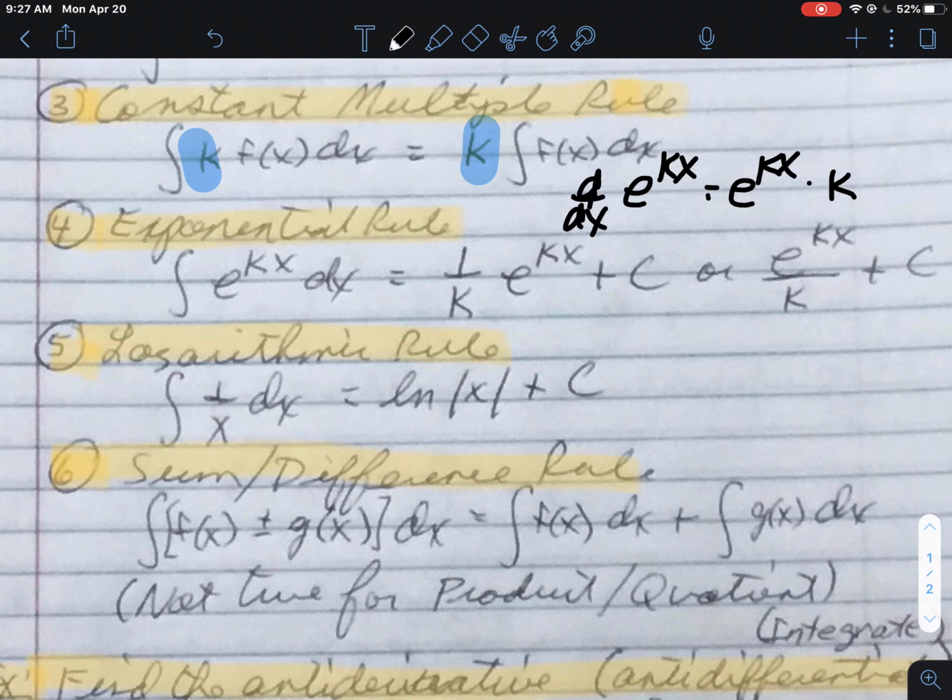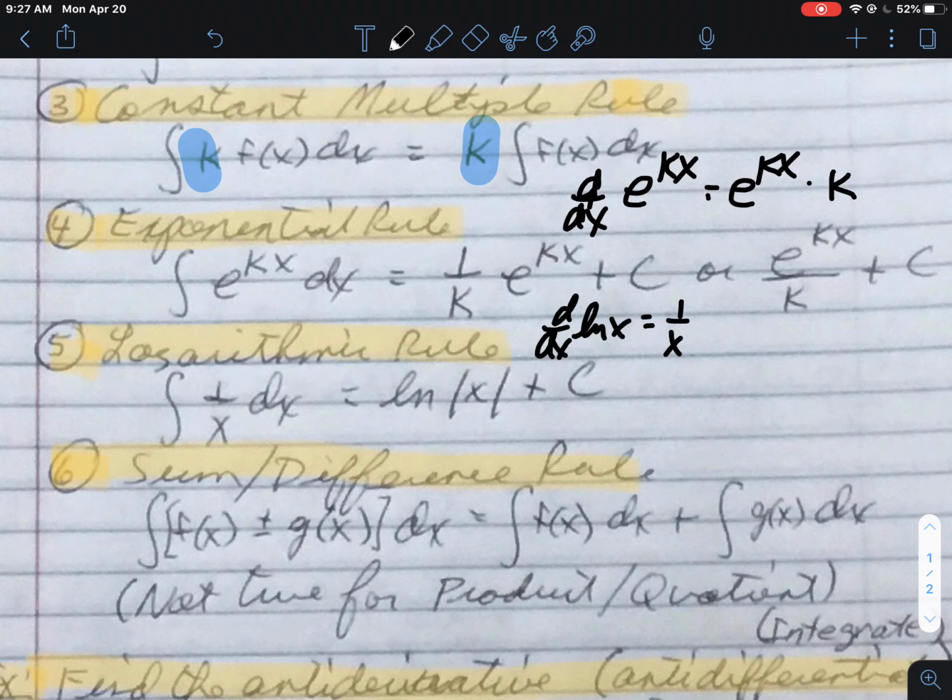But here's where we have to rely upon our previous experience. I know that the derivative of ln of x is 1 over x. Okay? So that means the antiderivative of 1 over x is ln of x plus c. But notice here we're not just saying ln of x, we're saying ln of the absolute value of x. Now this goes back a little bit.